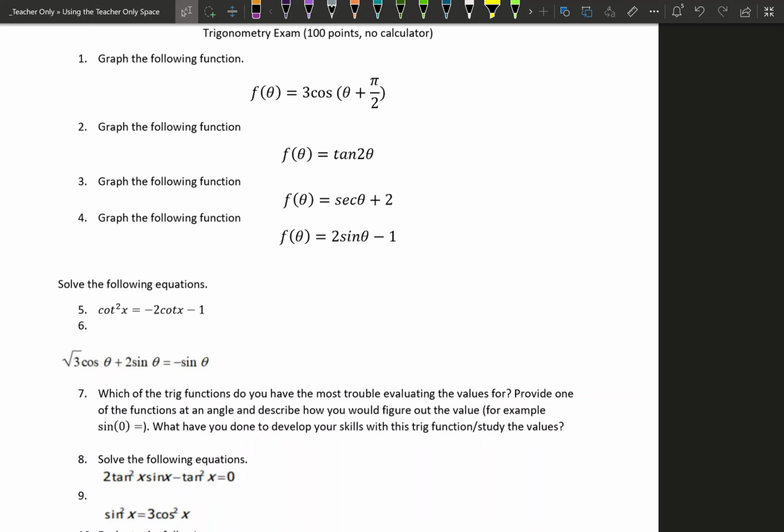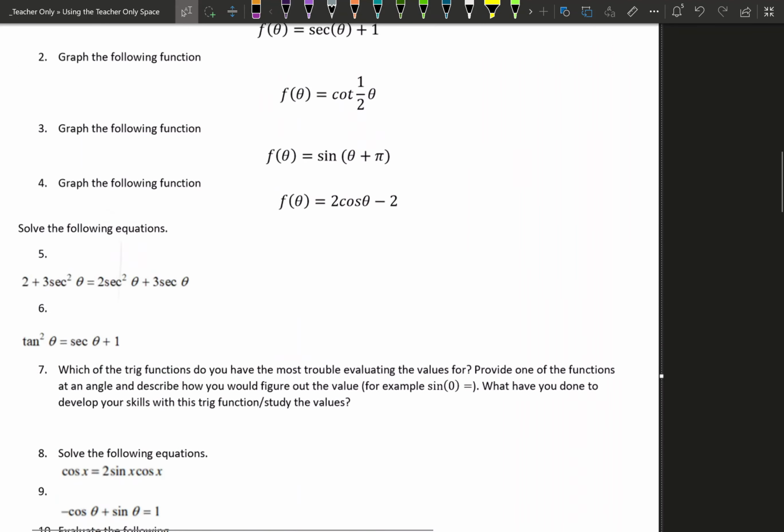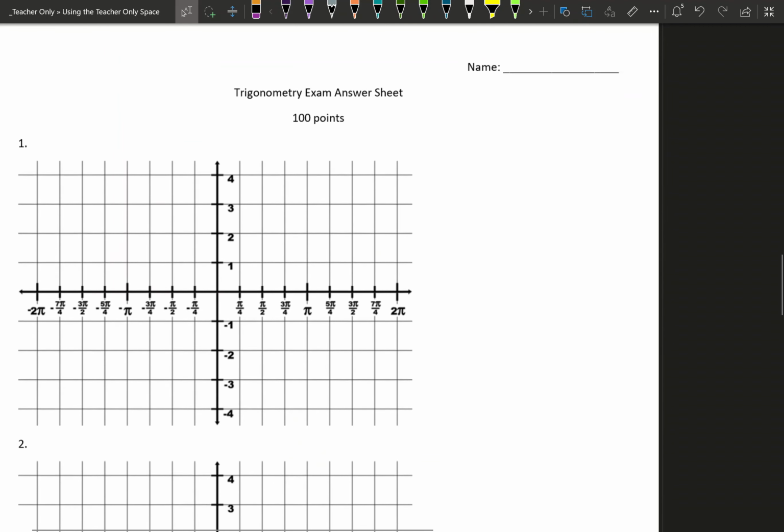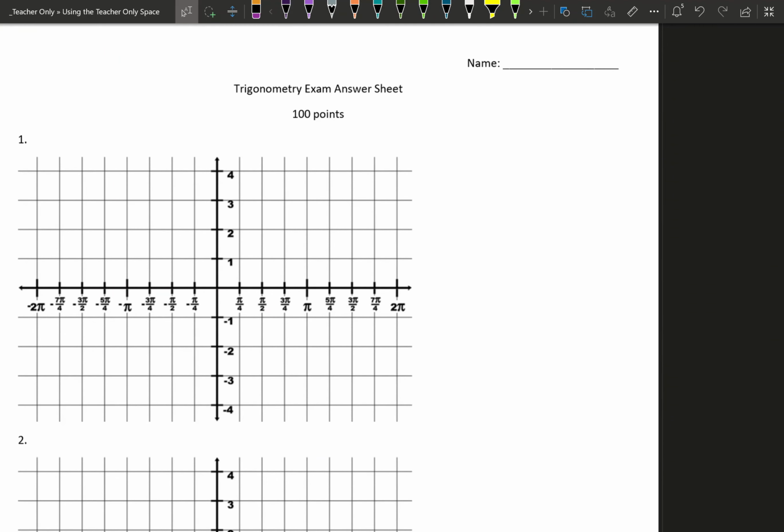The first one here is 3 cosine of theta plus pi over 2, and this one we need to look at for our sines and cosines where the maximum values will be and the minimum values will be. That amplitude of 3 is going to cause the maximums to be at 3, the minimums to be at -3, and then the plus pi over 2 is going to shift the entire graph pi over 2 to the left.